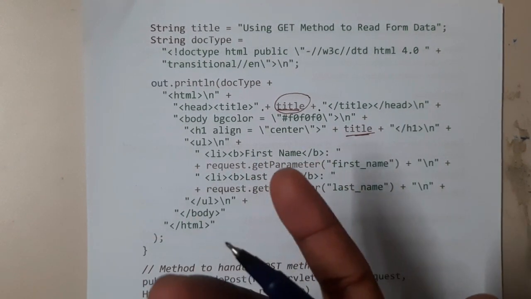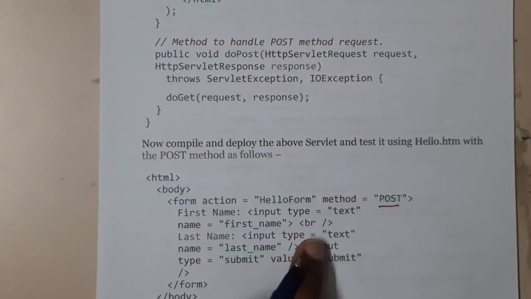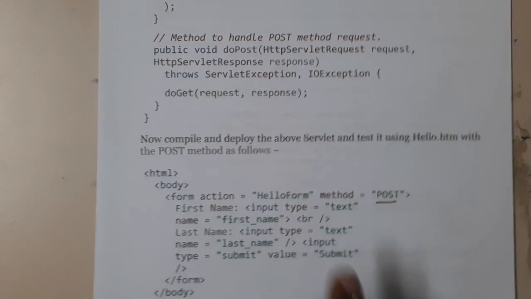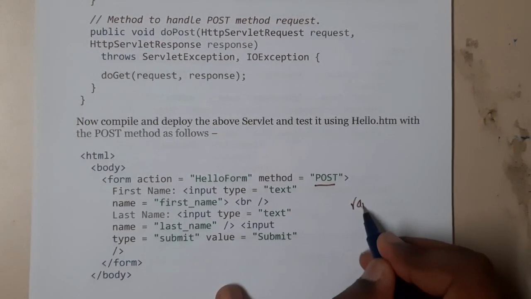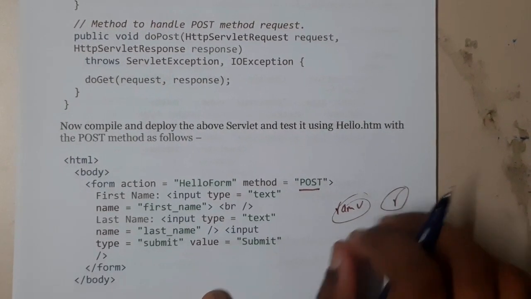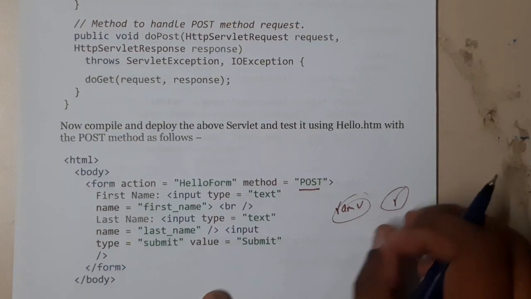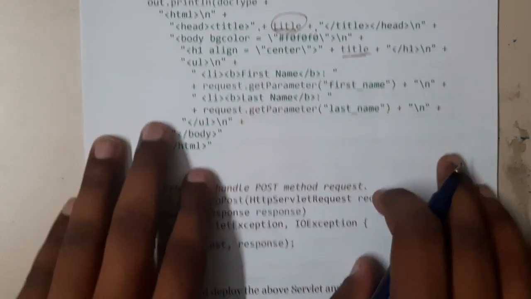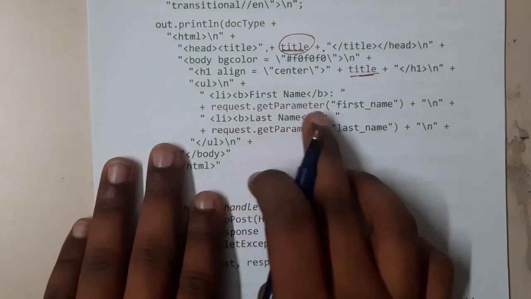So from where will you be getting the data? From the posted messages, right? So here the data is posted. Assume that you gave your name as Ramu and your initial was R. So first name you gave, assume Ramu, and you gave R as your last name. Okay, so here you are requesting the get parameter.